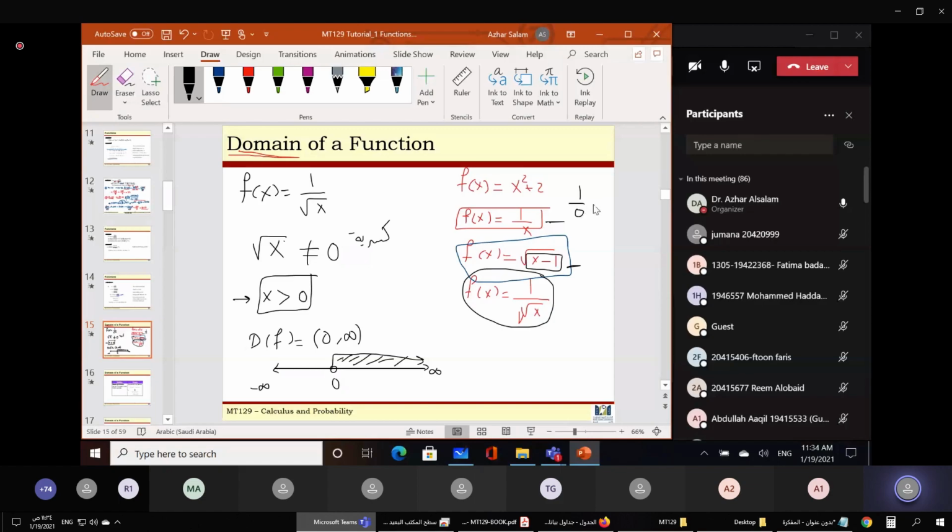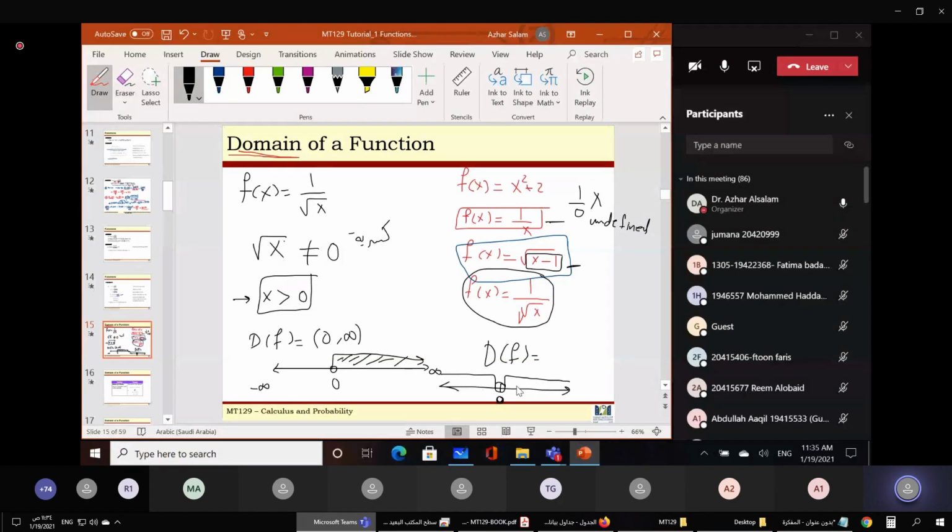When I write 1 over 0, this is undefined. I cannot accept dividing by 0. So the domain of f will be all the numbers except the 0. You mean how can I write the union between the two intervals? I just draw the number line, then the number 0 that I want to exclude, الرقم اللي أبغى أستبعده من الفترة, and draw an open circle like that, and take all the numbers on the right and all the numbers on the left. These are two different intervals.